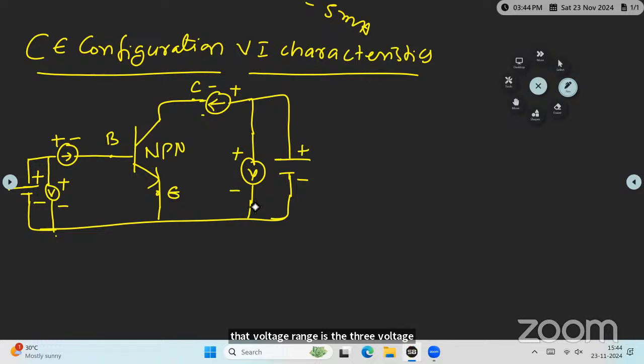3 volts to 200 volts, depending on the manufacturing of the Zener diode, that is, how much doping we are adding. Dani batti adi vary avutunde, 3 to 200 volts.